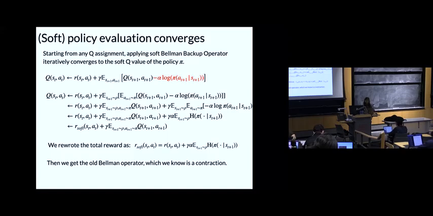So now we know, under this maximum entropy RL objective, if you give me a policy, I can estimate this Q value. Do you agree? This is called policy evaluation. Now, to be able to update our policy, we need to do policy iteration. I need to update my policy based on my Q soft estimates. Is that clear? Do you have any questions so far?